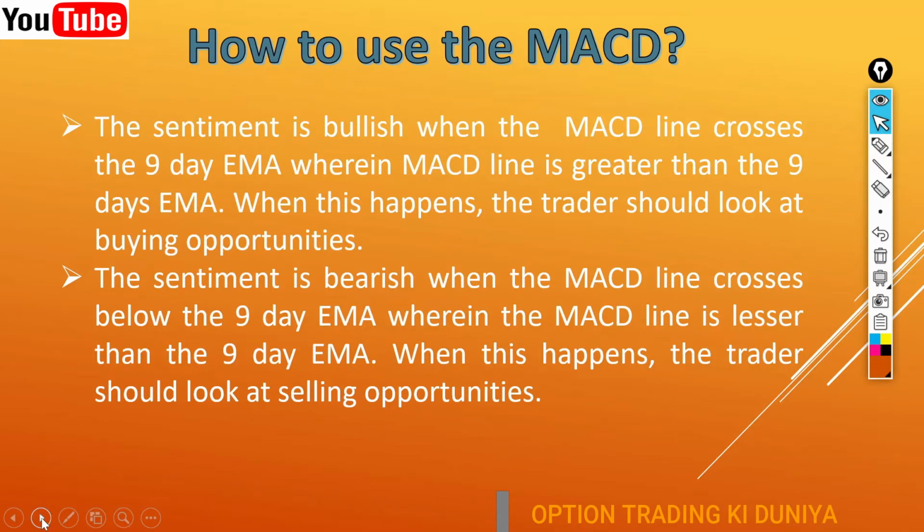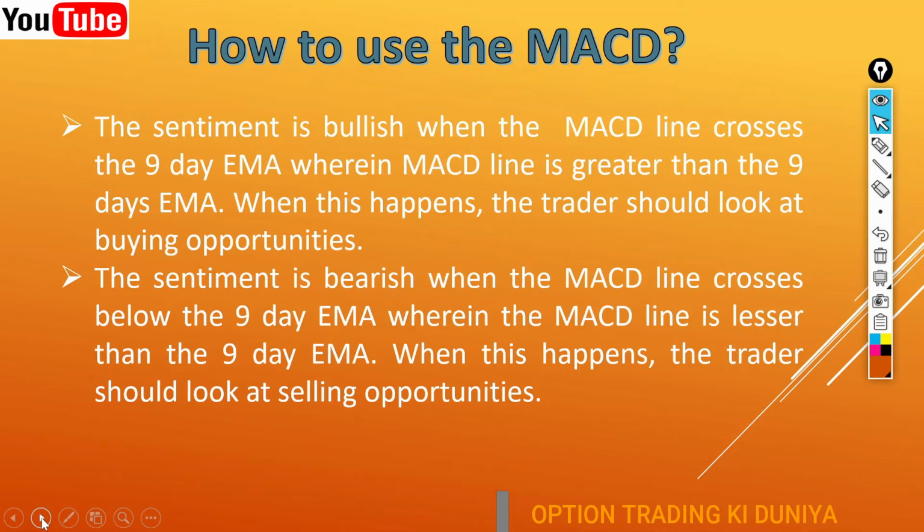Now, how do you use MACD? We use MACD based on crossovers. So there can be a bullish crossover or a bearish crossover. The MACD line may cut the signal line, which is the 9-day exponential moving average, from above. If it cuts from above, it is supposed to be bearish. If the MACD line cuts the signal line from below, it is supposed to be bullish.